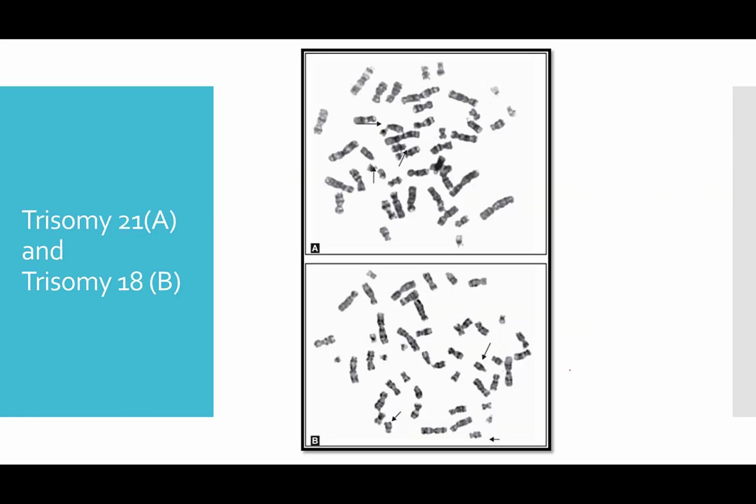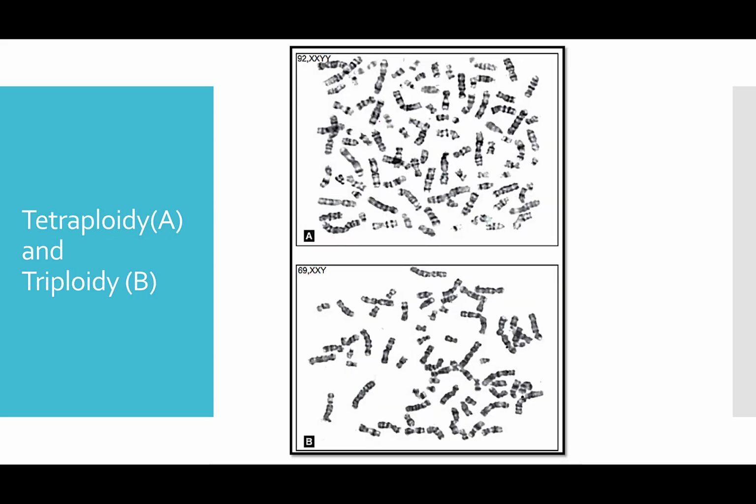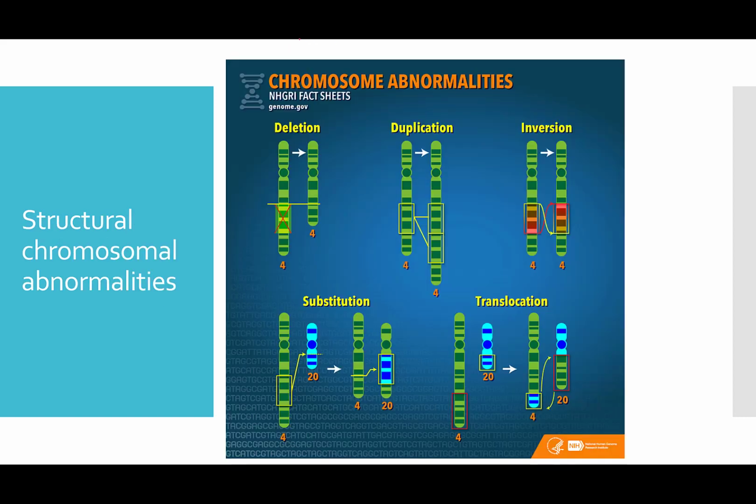So this is a trisomy 21, this is a trisomy 18. You can see the 18 chromosomes and 21 chromosomes in each of these in arrow marks. This is the triploidy and tetraploidy. You can see 69 total. This is 92, 4 times the 23. These are the common structural abnormalities due to deletions, due to duplication. You can see parts of the chromosome have extended, then inversion, substitution of one part from the other, and translocation. This is a 4, 20 translocation of a chromosome.